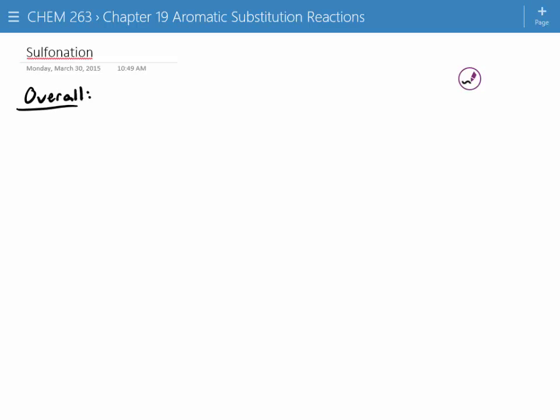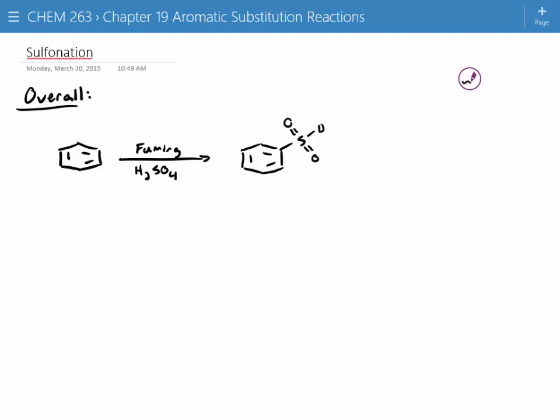So the overall mechanism for sulfonation is a little bit different. Same general reaction. But we use something called fuming sulfuric acid. And when we do this, we can install a sulfonate group. And a sulfonate group looks a lot like this. So sulfur doesn't follow the octet rule very easily. It's happy violating it.